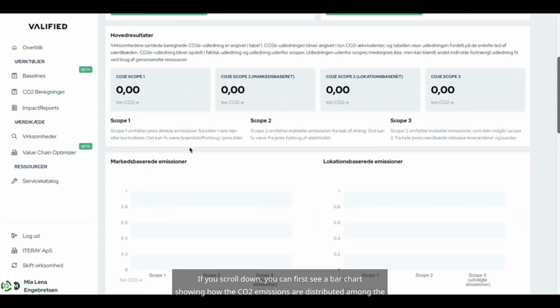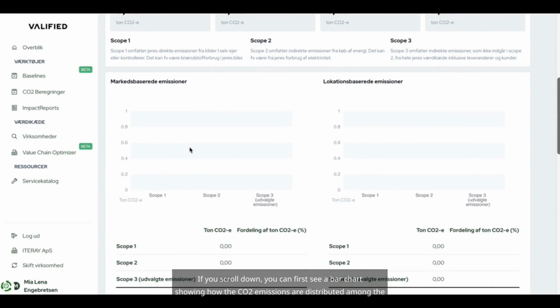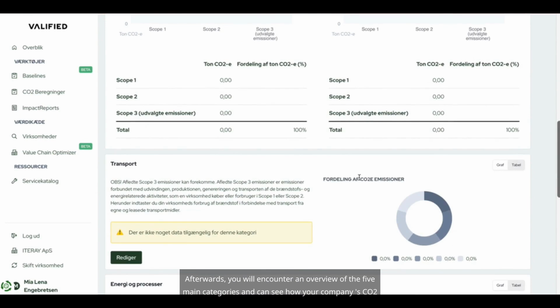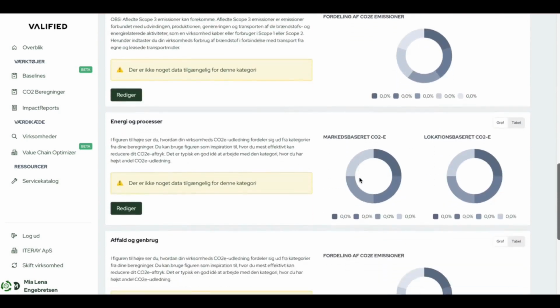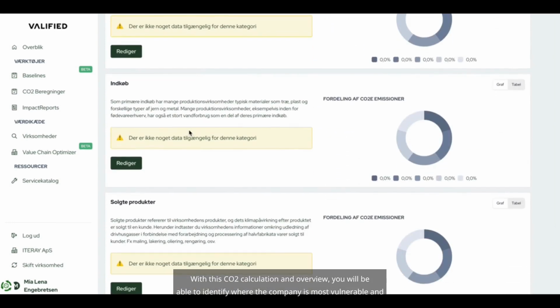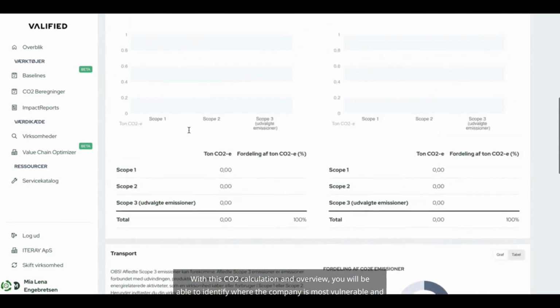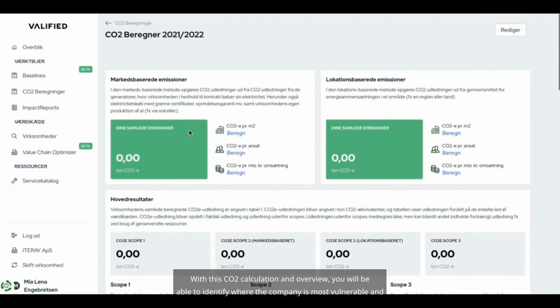If you scroll down, you can first see a bar chart showing how the CO2 emissions are distributed among the 3 scopes, for both the market-based and location-based methods. Afterwards, you will encounter an overview of the 5 main categories and can see how your company's CO2 emissions are distributed within the scopes in relation to the specific category. With the CO2 calculation and overview, you will be able to identify where the company is most vulnerable and where, based on the 3 scopes, you have the greatest opportunity to reduce your CO2.